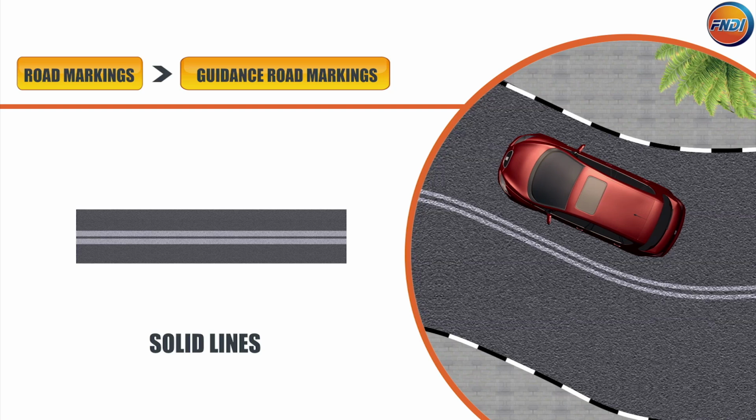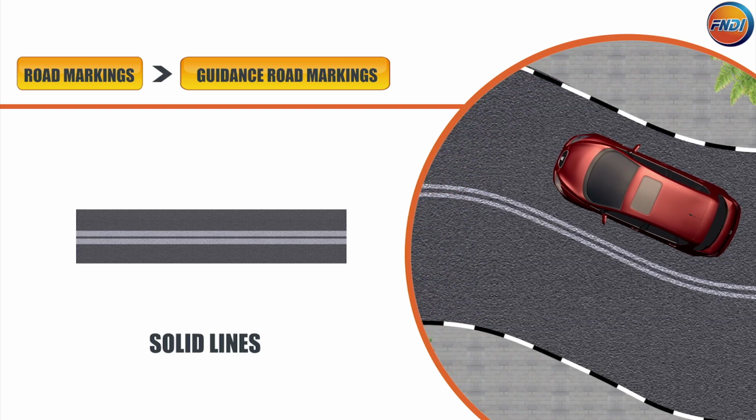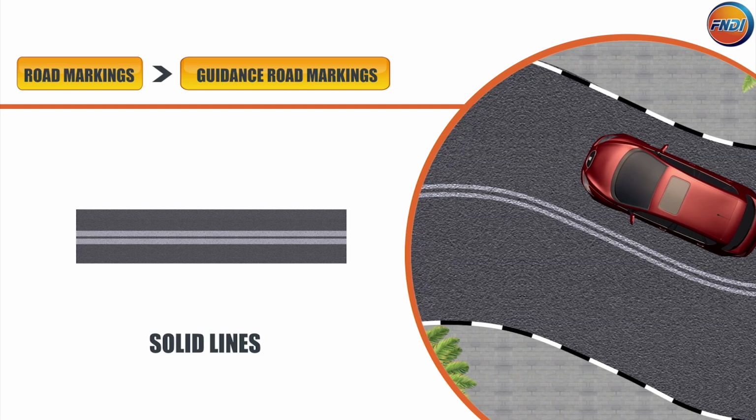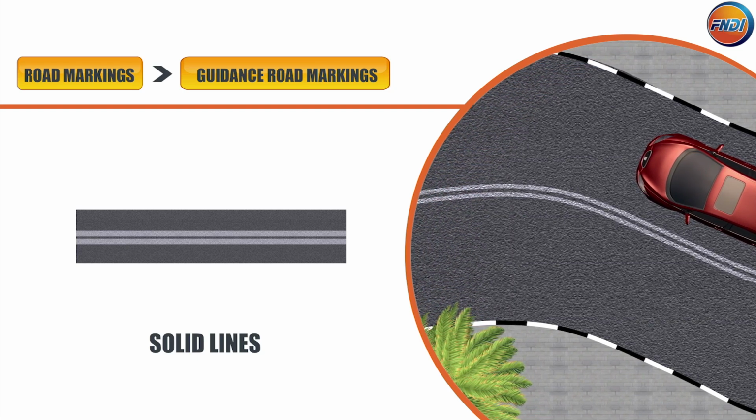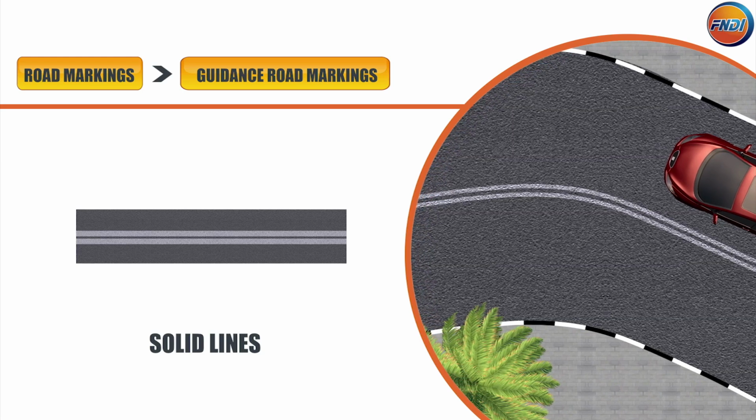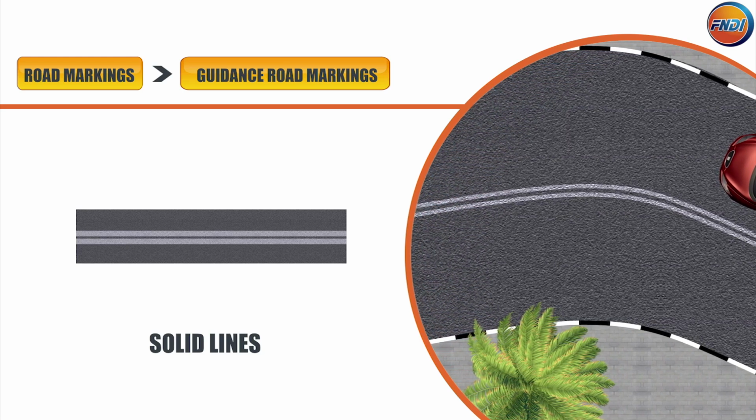Solid lines, single or double. Solid single or double lines are marked along the carriageway in the center of the road. Usually it is seen in areas that are hazardous, like sharp bends, where the motorist's view is not clear. Motorists must not cross these solid lines.